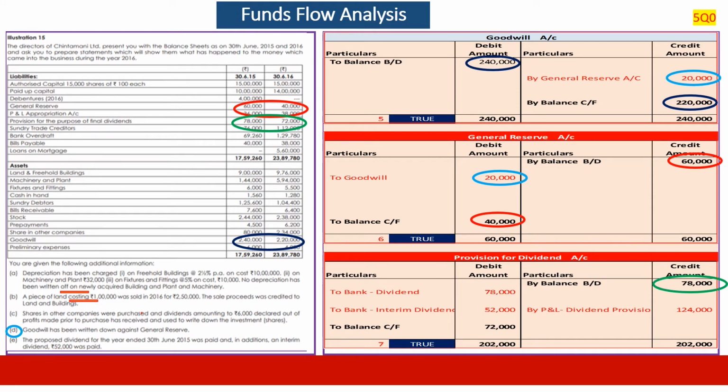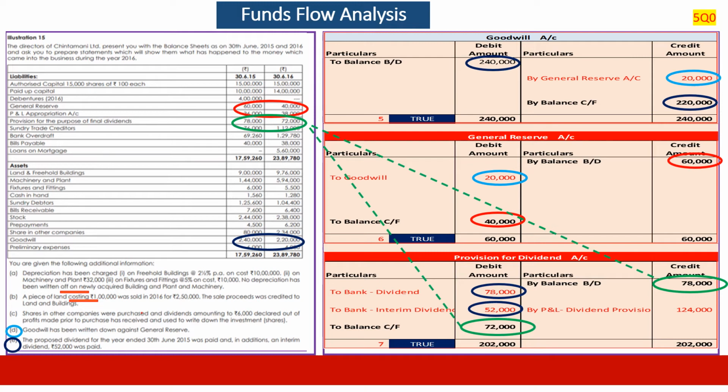Then we have got provision for dividend. For clarity, opening 78,000, closing 72, and the problem states the proposed dividend for the year ended 30th June was paid. Proposed dividend means last year's provision is 78,000, it was paid. In addition, an interim dividend was also paid, 52,000. You have to just understand this. Proposed dividend for the year ending 30th June 2015 was provided in the opening balance, 78,000, paid. And then in addition, an interim dividend. This 72,000 is a provision carried forward to the next year.